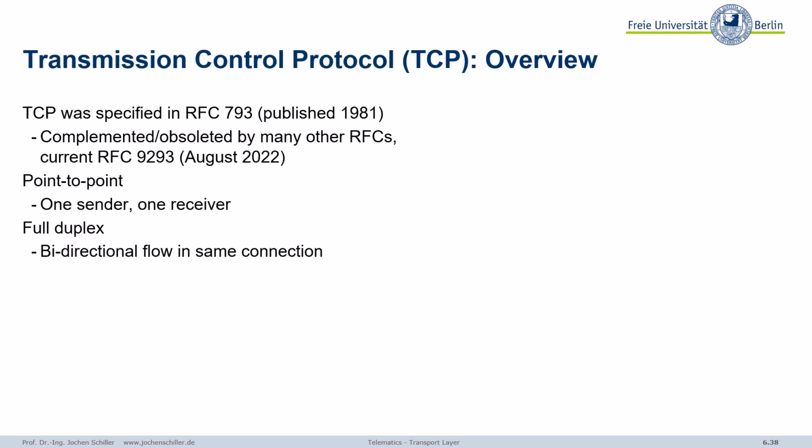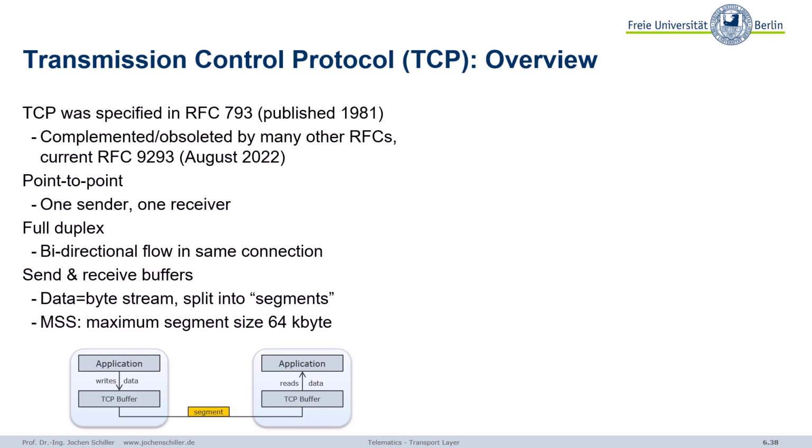So if one side established the connection and is a sender, and the other side is the receiver, this receiver can also be the sender. So it's a bidirectional flow in one connection. There's no unidirectional flow in TCP.